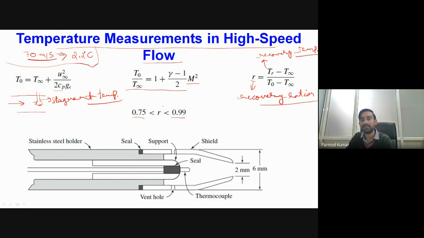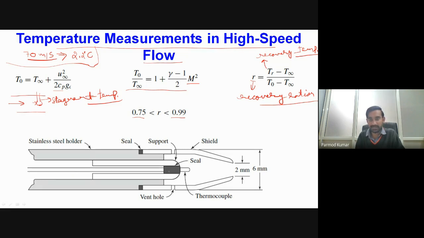However, if we have some specific type of device arrangement, then we can make the value of R constant over a wide range of Mach numbers. One typical arrangement, used as a radiation shield as well as to maintain the value of R constant while we are measuring the temperature, is shown over here.